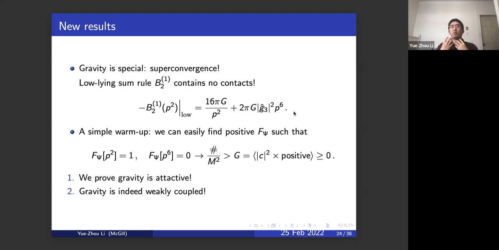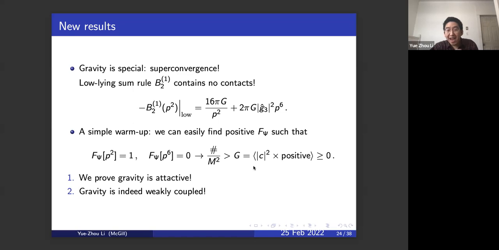So let me give you a simple warm-up. We can easily find a positive functional such that acting on the heavy states it is positive definite, but acting on the low energy it acts on the 1 over p squared, sorry, that was a typo. It gives 1 when acting on 1 over p squared, but gives 0 when acting on p to the 6. So that means we prove a bound that G Newton must be positive, and it must also be bounded from above by 1 over m squared. So that has two implications.